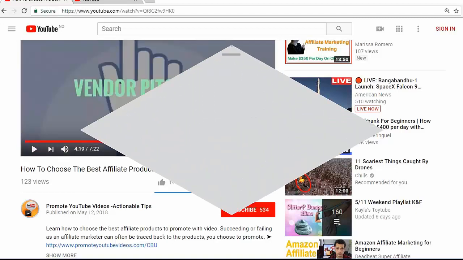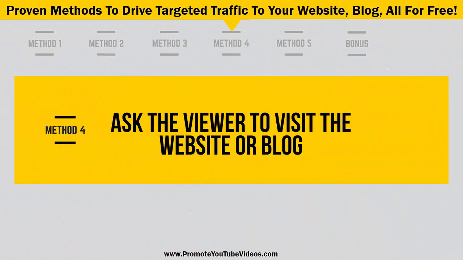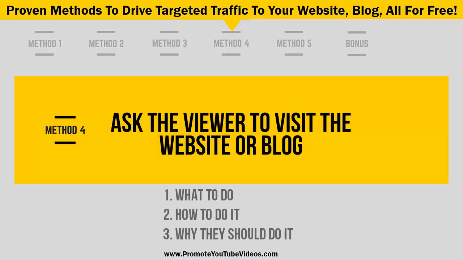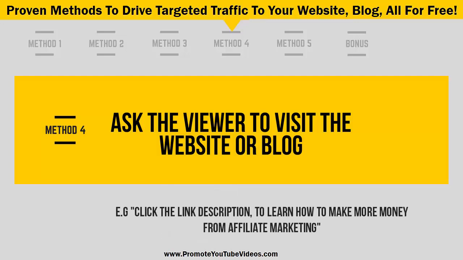This leads to the next method, which is asking the viewer to visit your blog or website. Again, something that you need to do when recording the video. Don't just say visit my website. If you want people to take some sort of action, you need to tell them 3 very important things: what to do, how to do it, and why they should do it. For example, in my previous video, I think I said something like, click the link in the description to learn how to make more money from affiliate marketing.